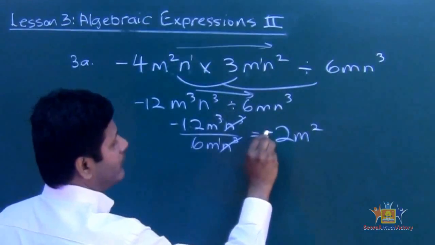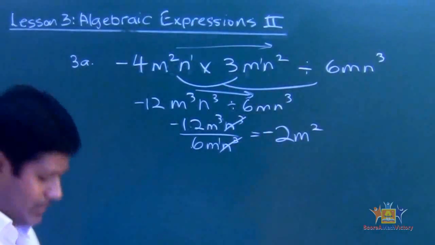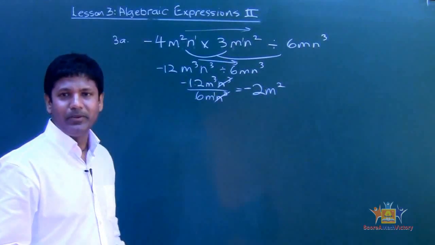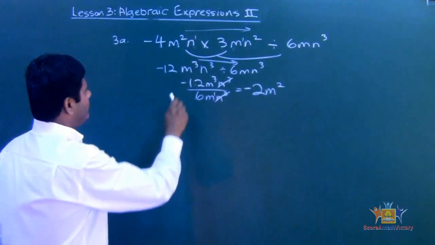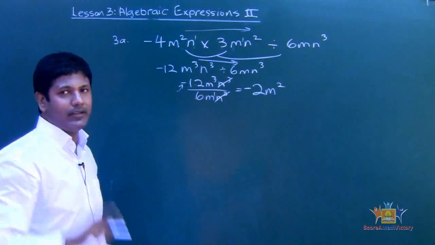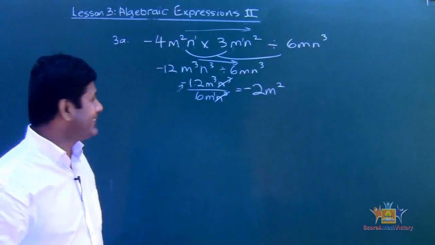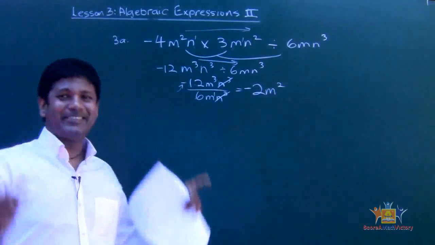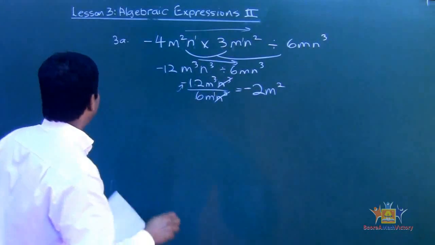Don't forget the negative. Bring the negative out. Okay, pretty easy, isn't it? Straightforward. So don't forget, pay attention to the negative. Ping, remember from previous lesson? When you see a negative, ping, you should see that, alright? Okay, good. Let's do B.